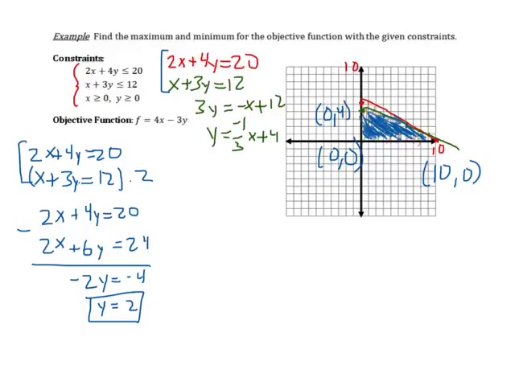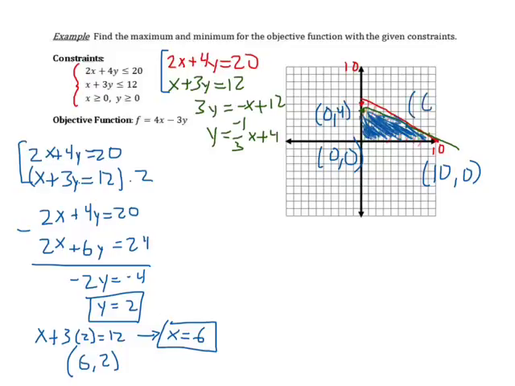And if we substitute that back into one of our equations, let's use the second equation: x plus 3 times 2 equals 12. So we have 6, and subtract 6 from both sides. We get x equals 6. All right, so we found our intersection point. The point is (6, 2), which we kind of assumed from our graph, but we really should solve the system to be exact. So our point here is (6, 2).